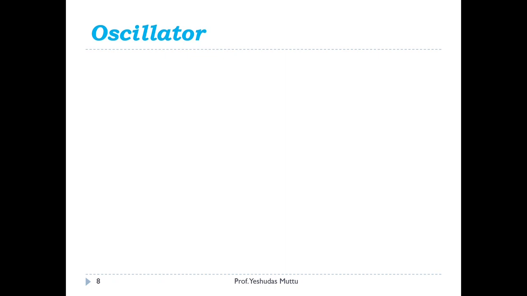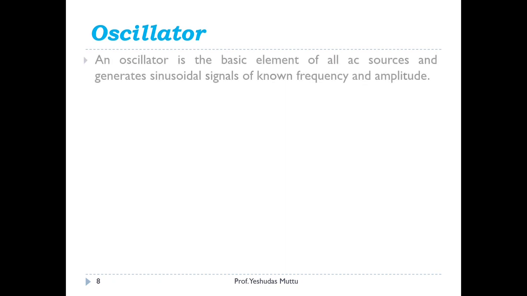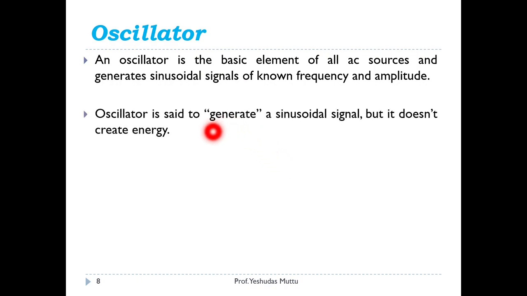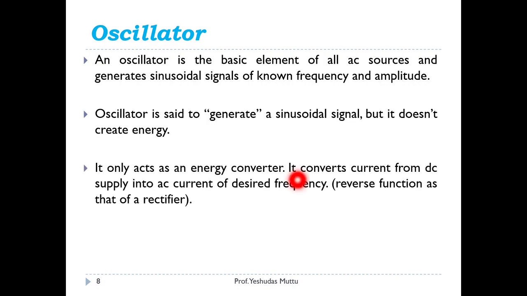Now we will start with oscillators. All the prerequisites are done with respect to the stability. What is an oscillator? First of all, an oscillator is the one which produces alternating current, which means an AC signal. So it produces a sinusoid with known frequency and amplitude. Now, an oscillator generates a sinusoid, it doesn't create energy. It converts energy. Let me be very clear with this. What does it convert? It converts DC energy into AC current of desired frequency.